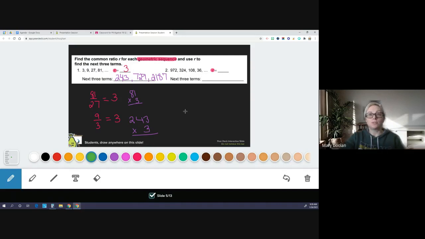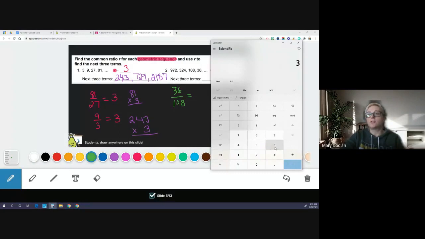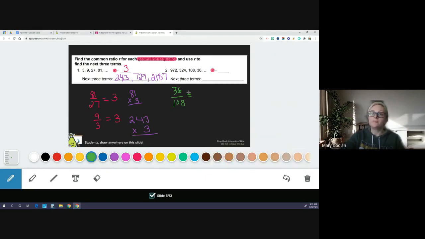I pick any two consecutive terms. So maybe I pick the last two, 36 and 108. And I still have to set up the ratio the same way, 36 divided by 108. Well, this is a ratio. It's a number that's actually smaller than 1. So, like, if I was just to come over here and do 36 divided by 108, I get 0.333 forever. What fraction is this in simplest terms? You remember what fraction is the same as this decimal that's shown on my calculator? Yeah, you're right, Mauricio. It is 1/3. So this is equal to 1/3. And that's actually your common ratio, 1/3.